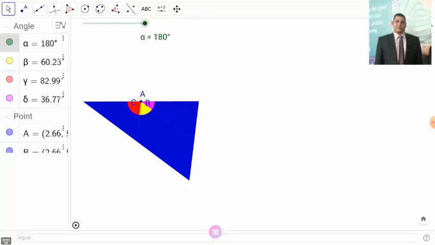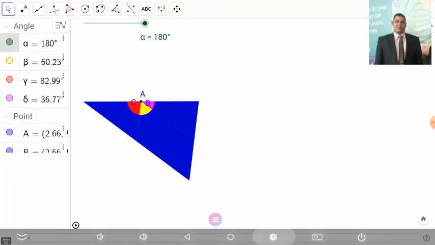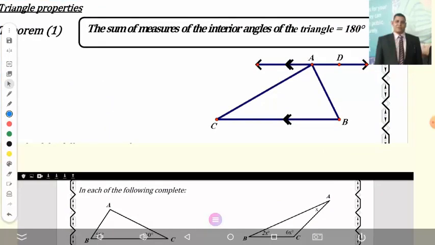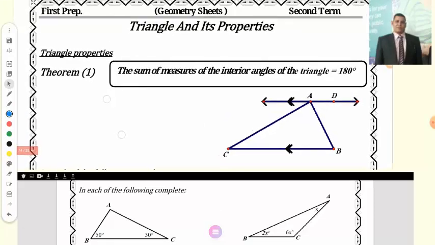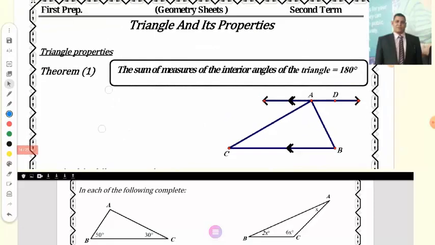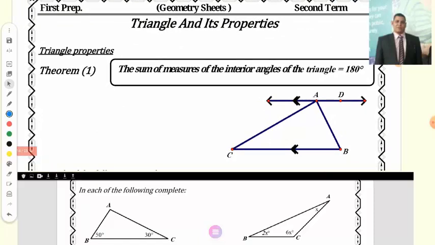So, let's move to our theorem. The first theorem of triangle and its properties is: the sum of measures of the interior angles of the triangle equals 180 degrees. Here we have three angles, angle A, angle B, and angle C. These three angles are interior angles of the triangle.